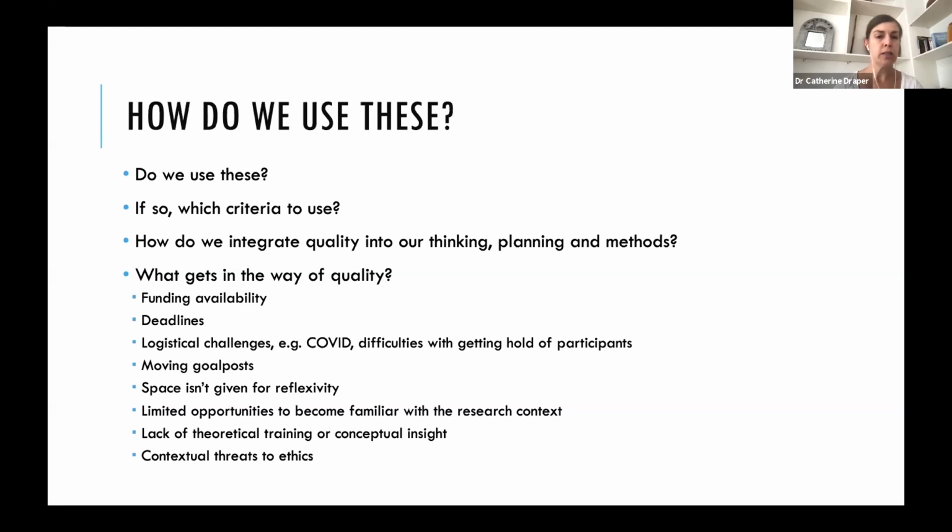Obviously, there are many logistical challenges, and we'll talk about COVID in more detail at a later point. That can make data collection tricky. In terms of getting hold of participants, often this can be really difficult. If we want to provide a balanced view of those who are positive and negative about something, sometimes the people who have maybe dropped out of a program are the hardest people to get hold of, even though their insights may be really, really helpful and help provide a more balanced perspective. We know in research, goalposts are often moved, sometimes by ourselves, sometimes by supervisors, sometimes by colleagues, but that is a reality as well. In terms of reflexivity, sometimes we don't always have the space given for that.